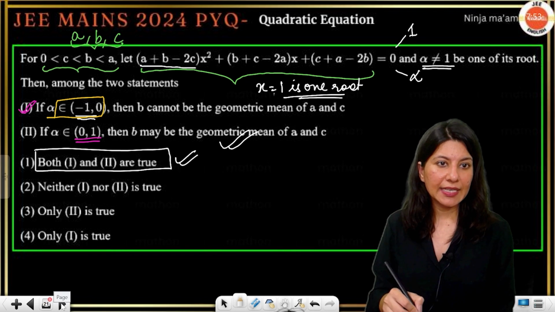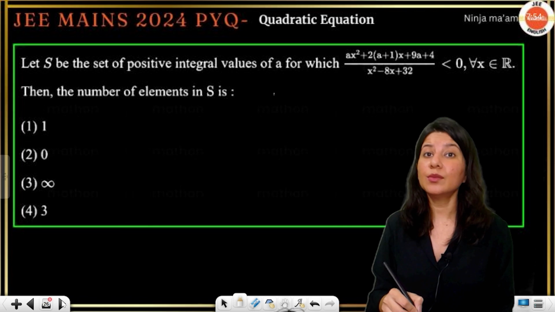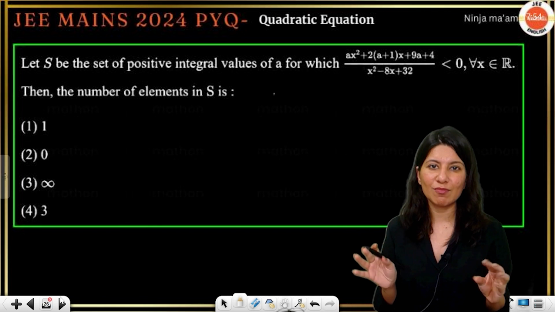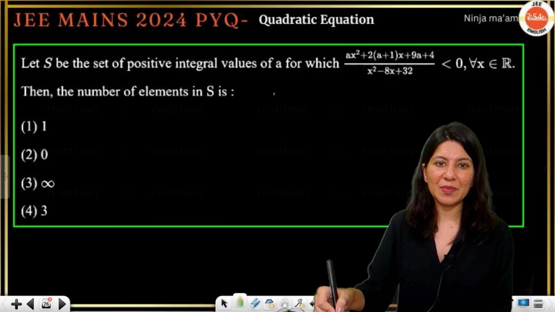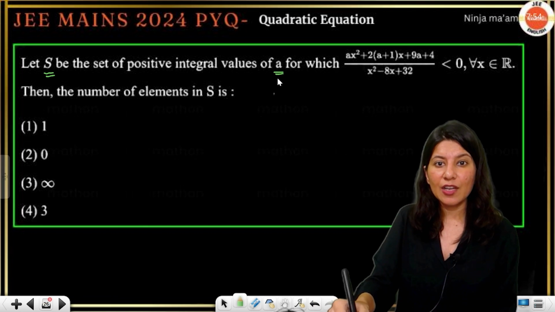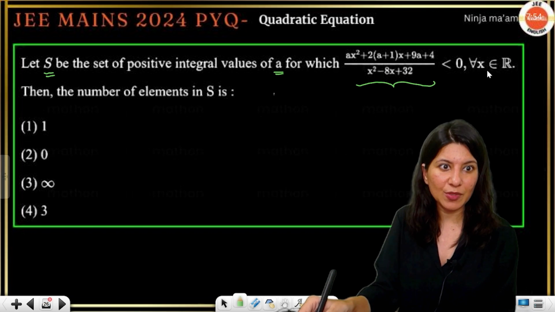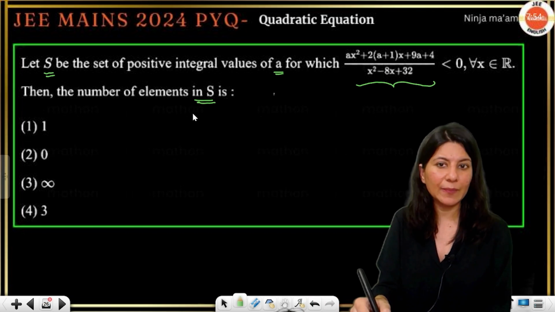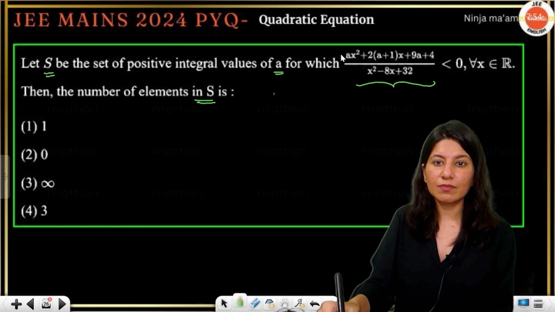All right. Now we are having the next question. Okay, all right. So this is a very easy question. This we have done while solving the JEE Main 2024 memory-based paper as well. Let S be the set of positive integral values of A for which this is less than 0 for all values of x belongs to R, then find the number of elements in S.